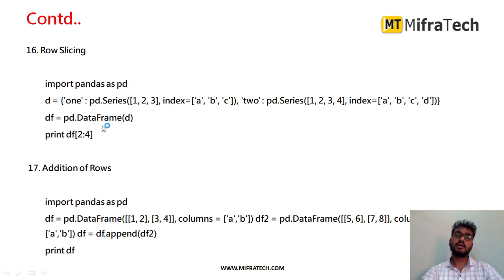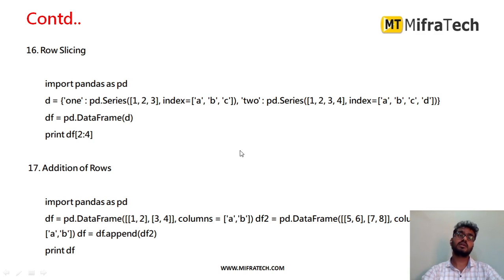So how to do slicing, row slicing? Slicing means, in the entire data frame, if you want a particular subset or some amount of data, we can extract that data by using slicing. For that, first we have to import the library, import pandas as pd. Then we use the previous example, that is a dictionary which has a Series inside. We converted that into a data frame by using pd.DataFrame of d. Here I want values from 2 to 4, so we print df of 2 to 4. It will give us values starting from 2 up to 4 minus 1, so it will take from 2 to 3.